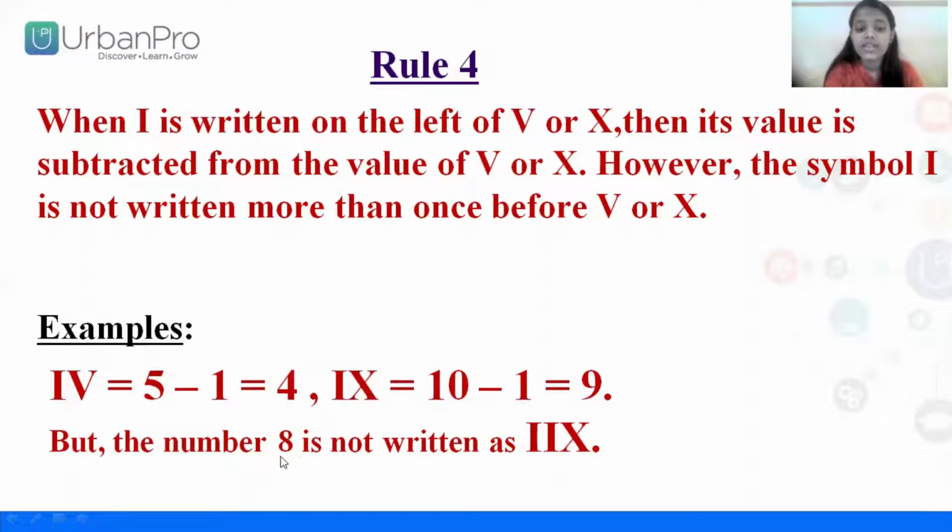So see the number 8. It is not written as I I X. It should not be written like this, because I told you that if you write the symbol I before V or X, it can be repeated only once, right? But here it is repeated twice. So it is not possible. And moreover, we know the Roman numeral for the number 8. That is V and 3 I's. 5 plus 3 is nothing but 8, right? Hope you got all the rules now.